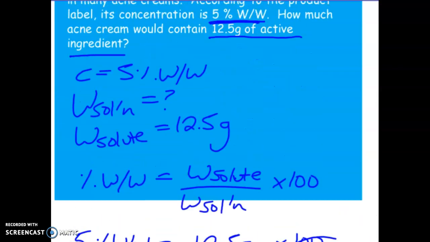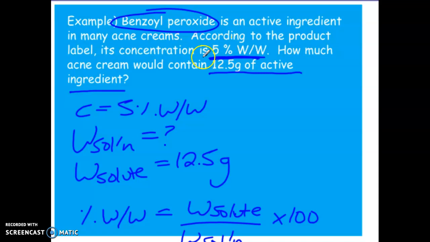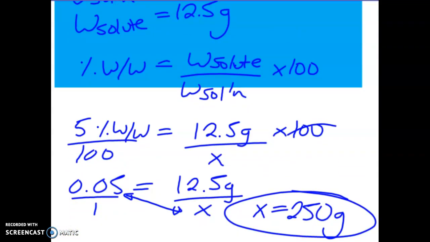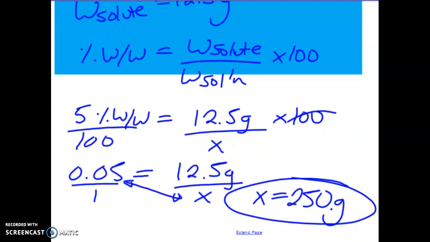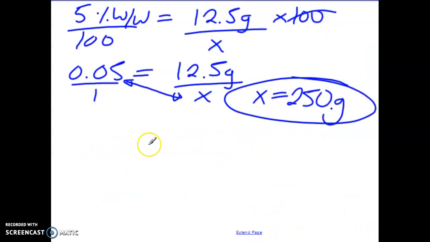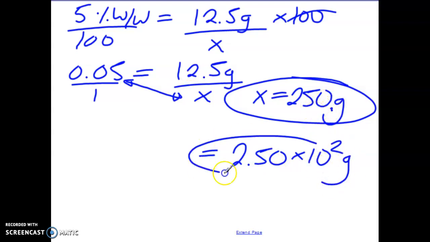Oh, for sig figs, let me take a look. Remember, we don't look at the percentage, so we have 3. So actually, I'm going to have to add a decimal. Or if you don't want to do that, you can always put this in scientific notation. Remember, by adding this decimal, we're giving significance to this 0. Or we can say 2.50 times 10 to the 2 grams. These mean exactly the same thing.